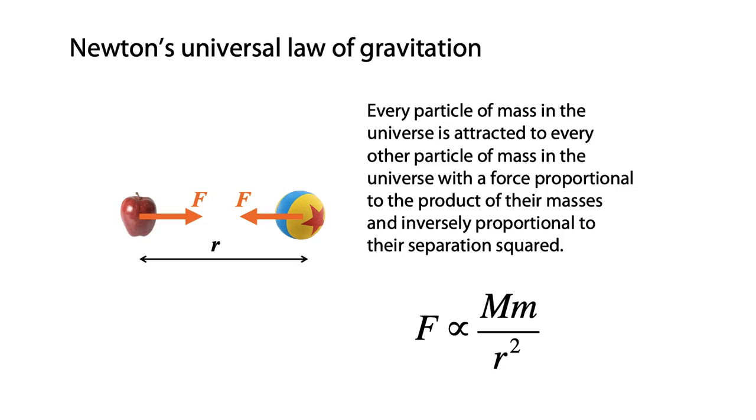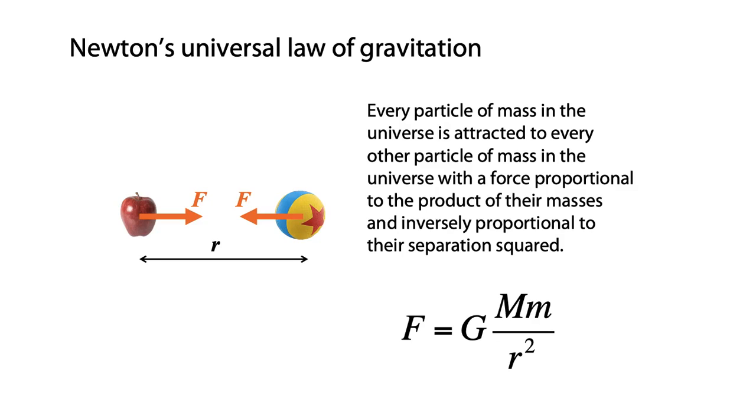Force is proportional to the product of the masses, the two masses multiplied together, and inversely proportional to the separation squared. It's another example of an inverse square law. To convert it from a proportional to relationship to an equals equation, we need a constant. And so we have big G. So big G is the number that we plug in to make our units work and to actually calculate force.